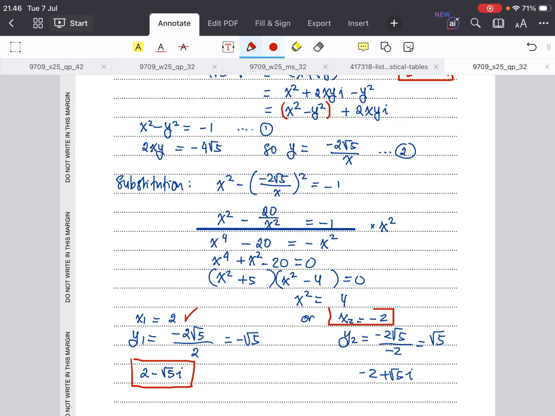We also have x2, the other value of x. x2 is -2. So again, using this equation, we can find y2. y2 is square root of 5. So the second solution will be -2 plus square root of 5i.